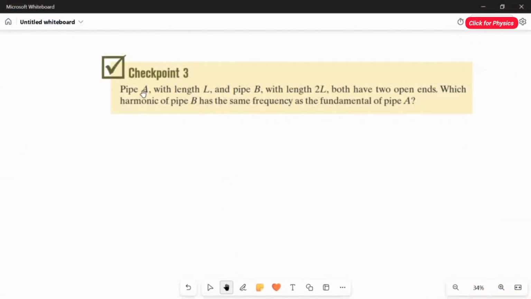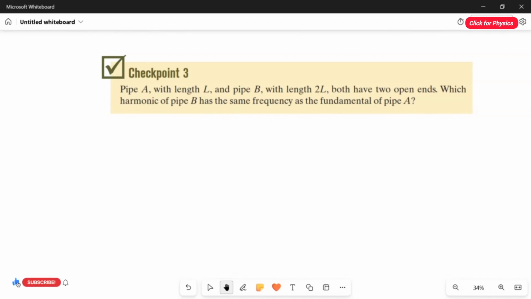Checkpoint 3. Pipe A with length L and pipe B with length 2L. Both have two open ends. Which harmonic of pipe B has the same frequency as the fundamental of pipe A?